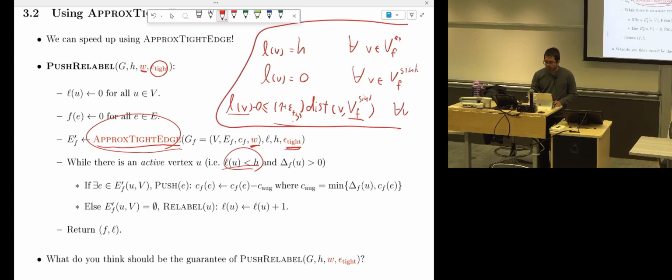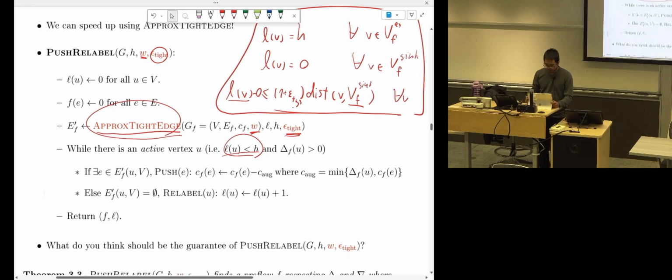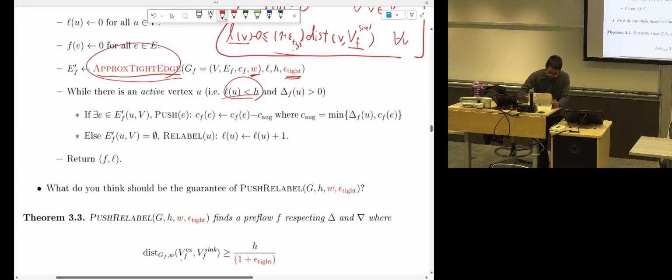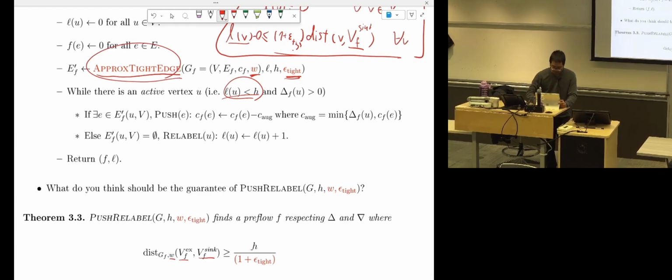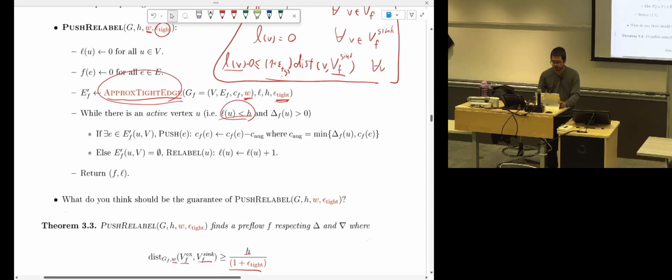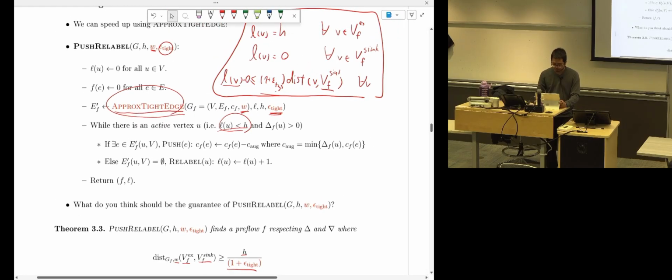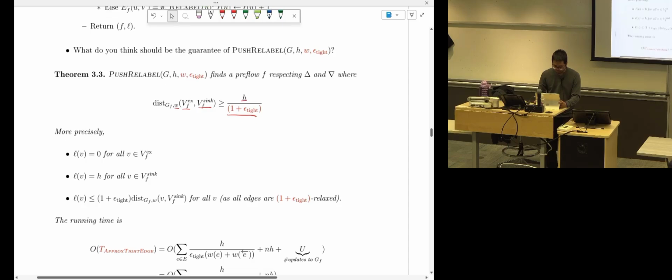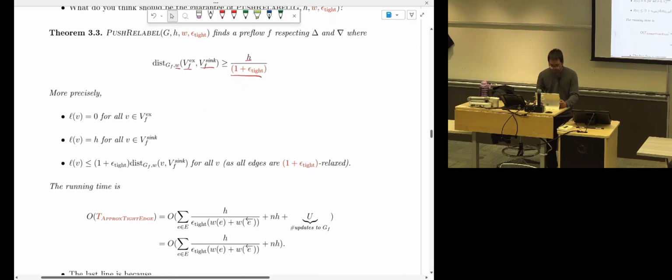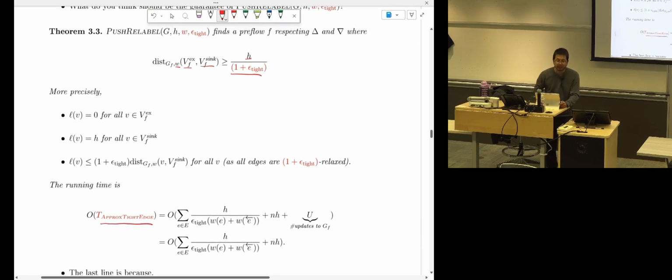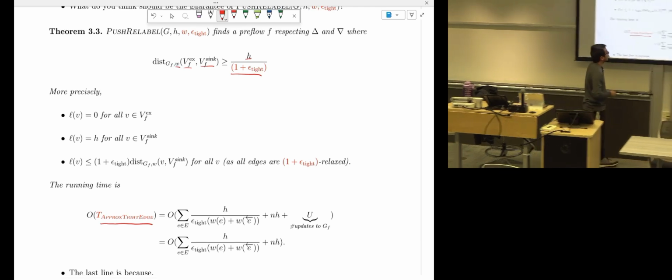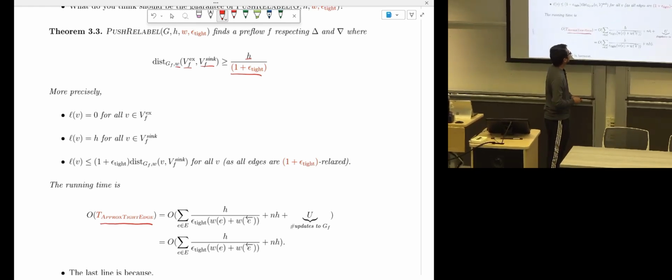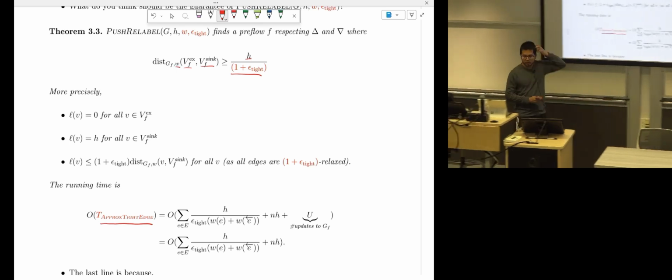Now, when you combine this together, you just get that the distance from excess to sink with respect to W is at least h over this one. Good. And what's the running time? It's just the running time for the approximately tight edge data structure, which is this thing.